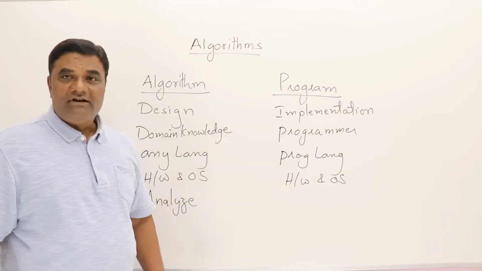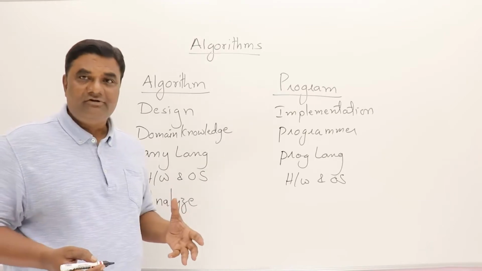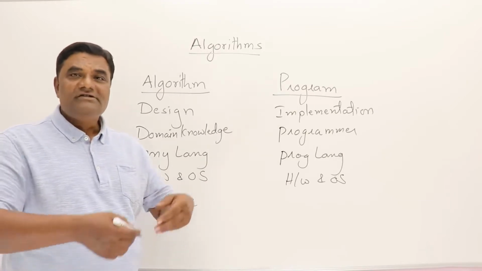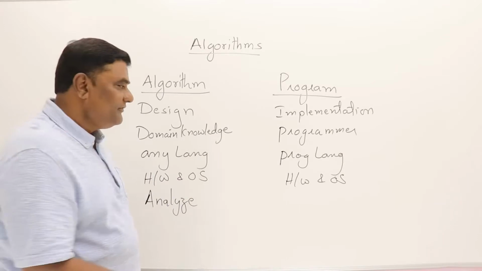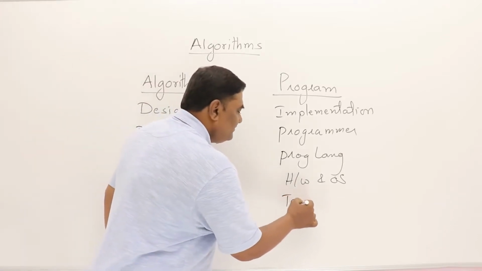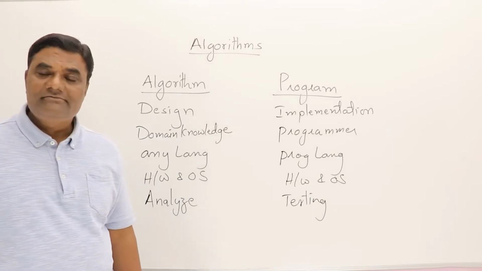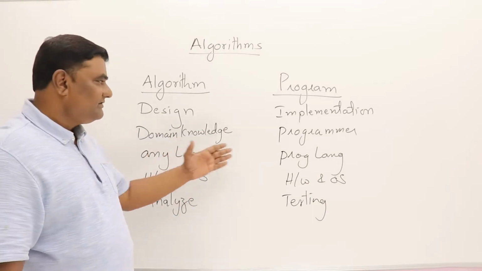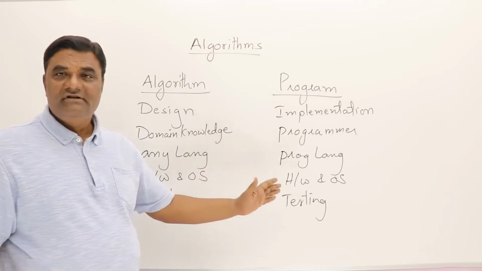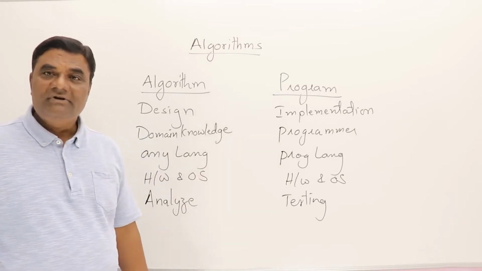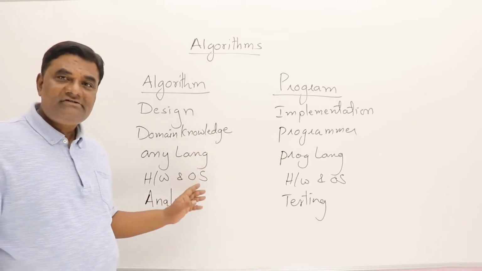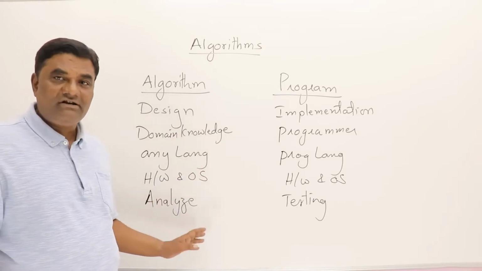What do we do with the program? We don't have to study the program. The program is already there. Just run it and check it. So we do testing of the programs. That's it. These are a few differences between an algorithm and a program. These differences will help you understand what algorithms are.